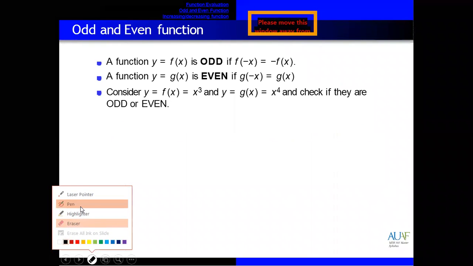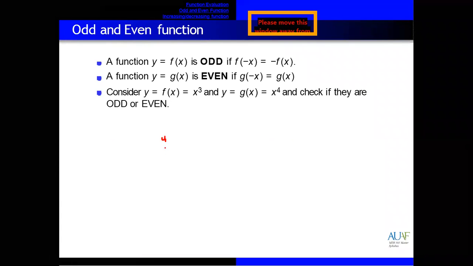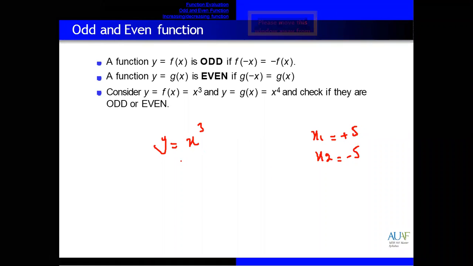So then we can give values, y is equal to x cube. Select two numbers, x1 and x2. Let's suppose x1 is plus 5 and x2 is equal to minus 5. When x is equal to plus 5, y is equal to plus 5 cube. So plus 5 cube equals what? 5 multiplied by 5 multiplied by 5, 625.